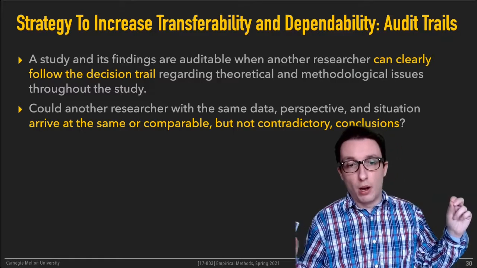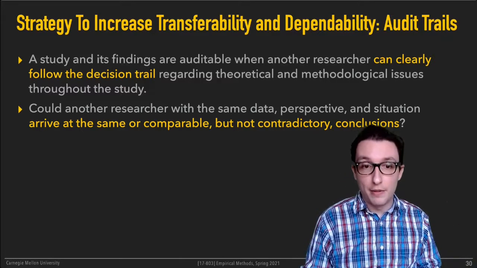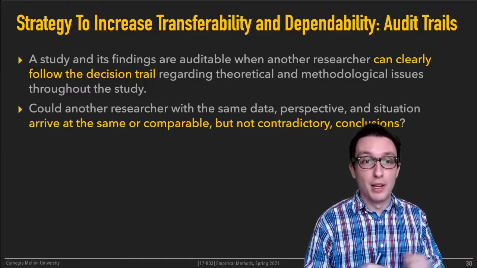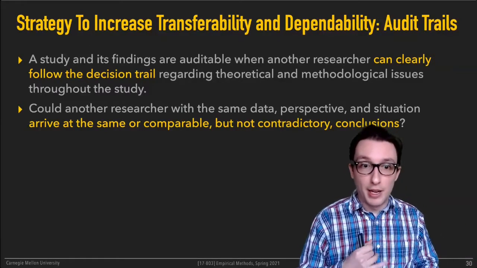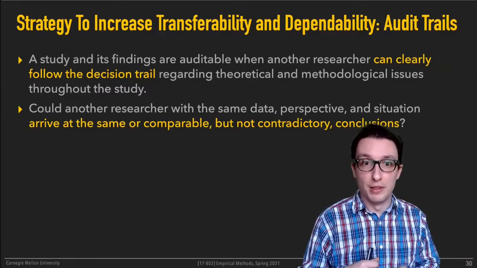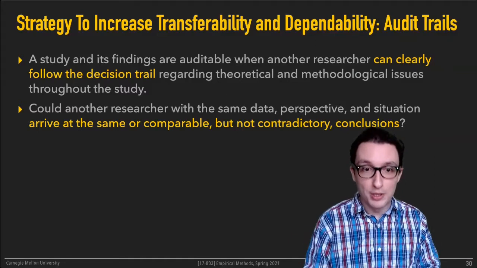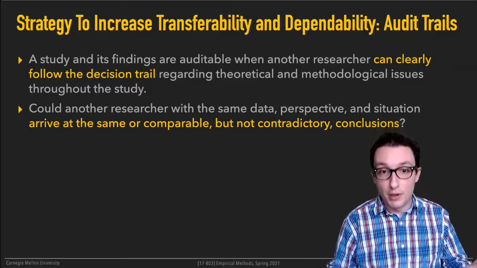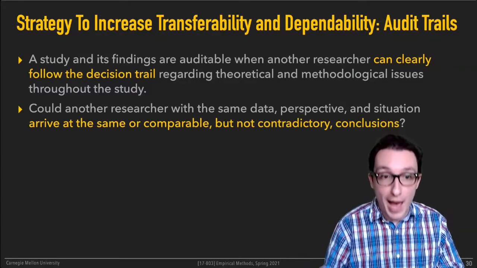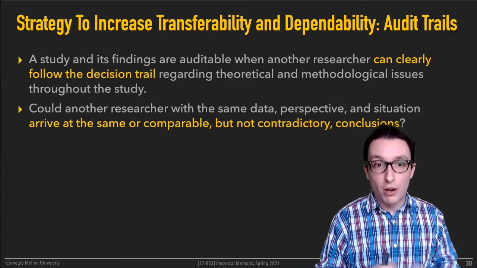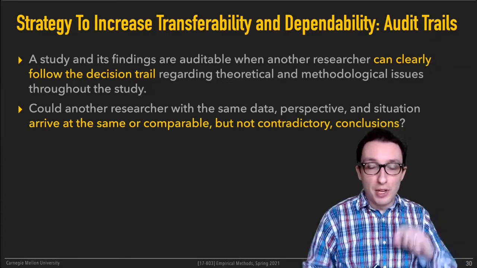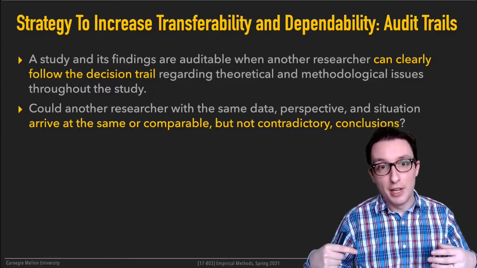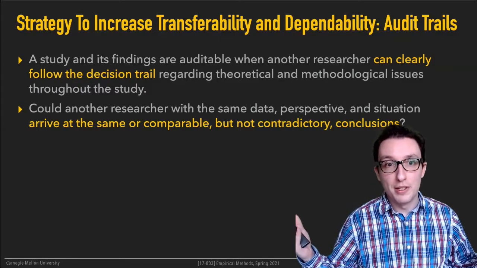Ideally they would arrive at comparable, but not contradictory, conclusions if presented with the same data and perspective and situation and so on. If somebody else were to do what you just did, they should arrive at the same, ideally, if not very similar and comparable, at the very least compatible conclusions, not contradictory conclusions. So remember the example I gave you, we're going to come back to this. Two research teams looking at essentially the same data, coming up with fundamentally different conclusions, right? That should not happen.